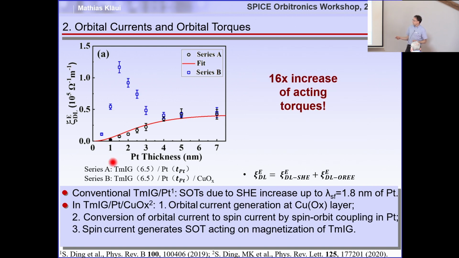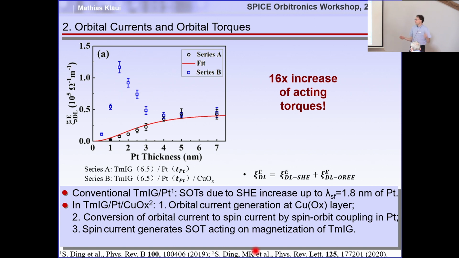He saw that if you put copper oxide on top, you get a 16-fold increase of the torques. So sometimes, students, do something crazy. And even if your supervisor, or don't tell your supervisor, only tell him when you get the curve. He came back with that curve and I thought something is wrong.